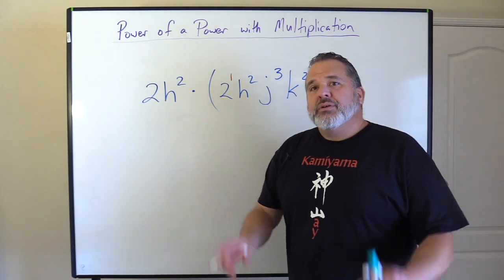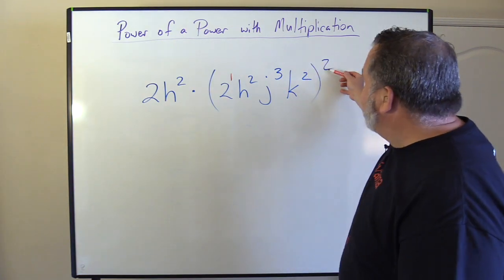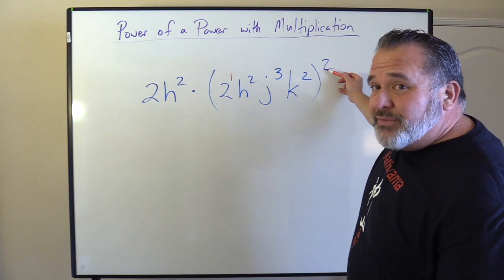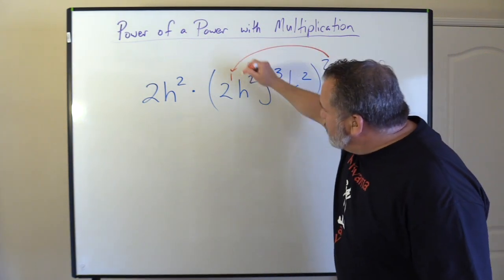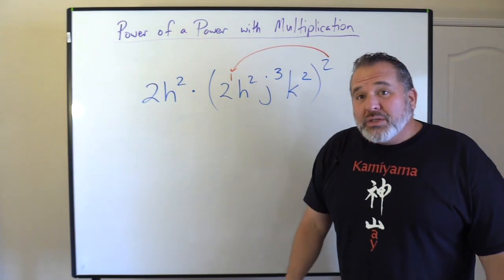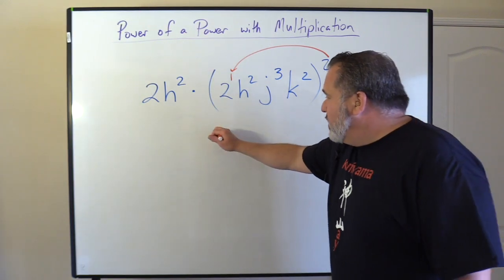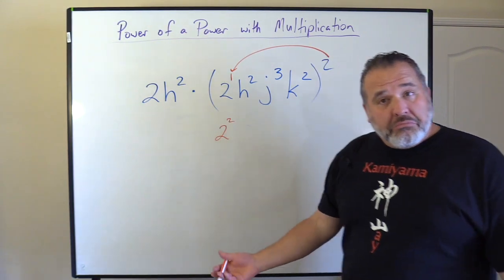Everything good. So now what we got to do is take this 2 and distribute to everything inside the parentheses. So take a look. We take this 2, we distribute to the 1. What's 1 times 2? 2. So this is going to be 2 to the second power. See?